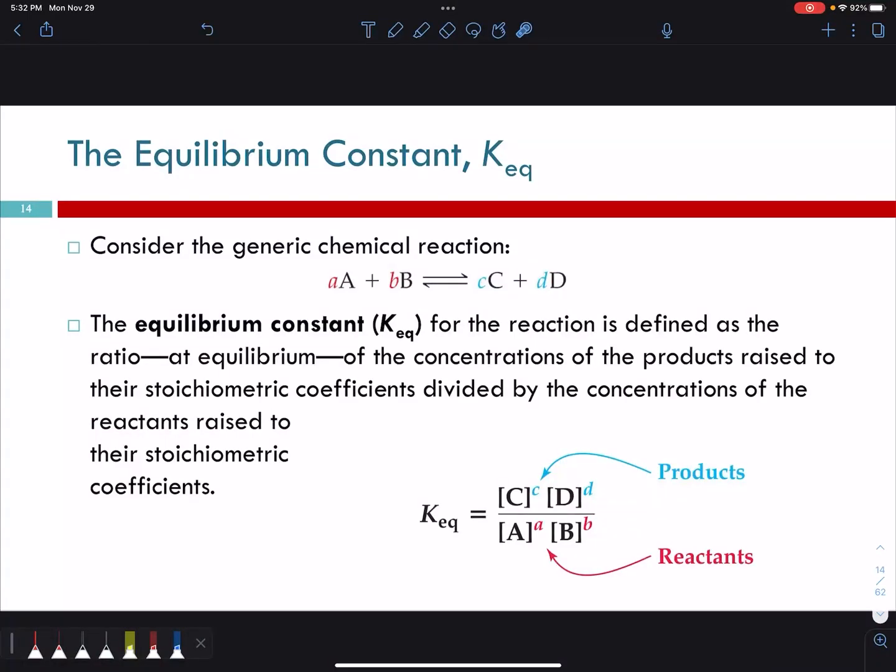So our equilibrium constant is Keq. So if we consider this generic chemical reaction, right, we have A, B forming C and D. The equilibrium constant, Keq for the reaction, is defined as the ratio at equilibrium of the concentrations of the products raised to their stoichiometric coefficients divided by their concentrations of the reactants raised to their stoichiometric coefficients, which probably just sounds like word salad.